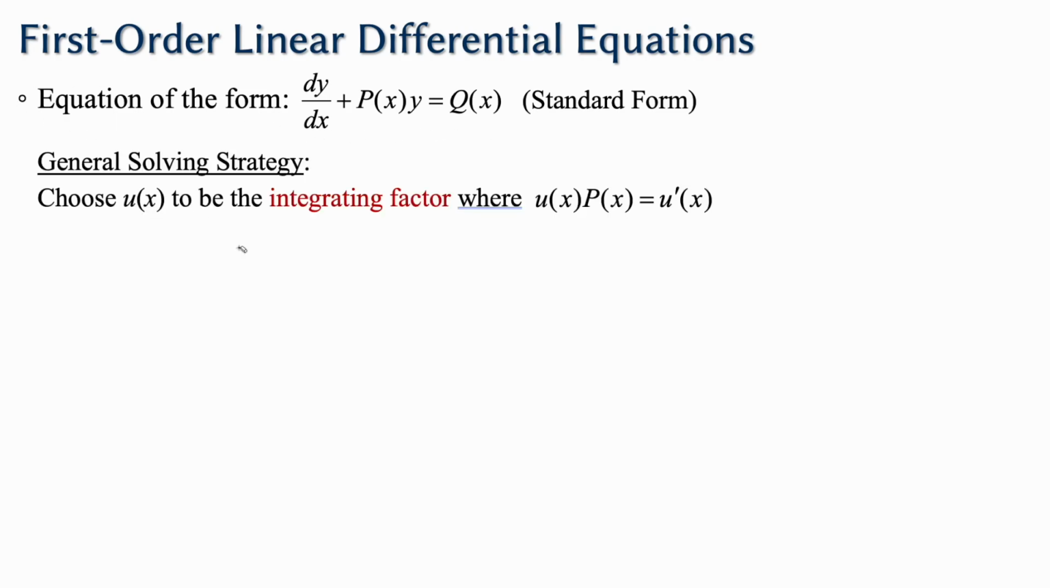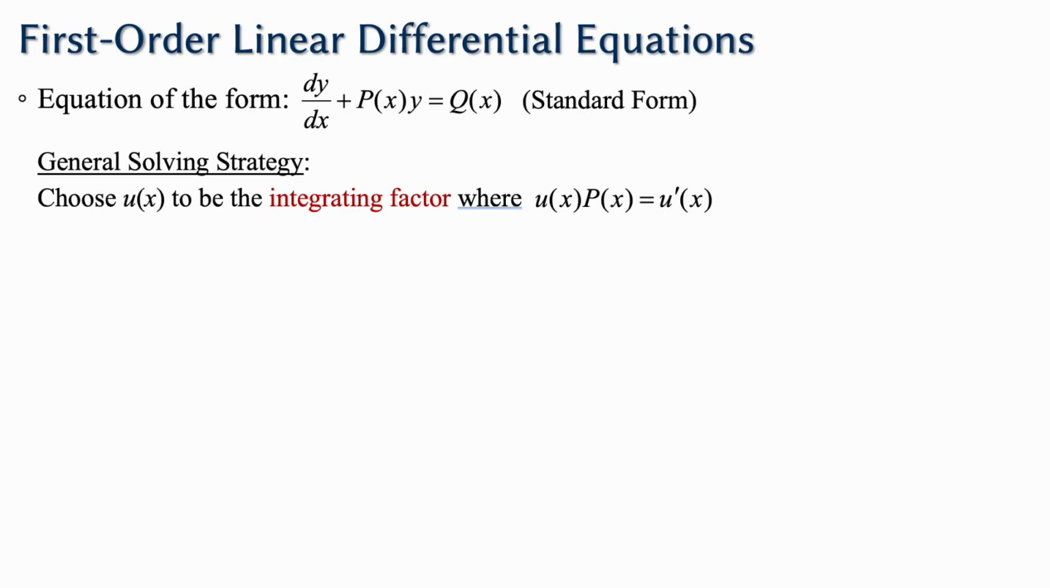Now, the general strategy is going to be this. We're going to basically choose a u of x, sort of like substitution, I guess. And we're going to make this choice of u where if we took u times p, the stuff right here, okay? So we want to multiply our choice of u times this p, but that relationship has to equal the derivative of u. Now, don't worry about trying to figure out what that's going to be. There's actually a method to this. But I want to show you why we want to do this.